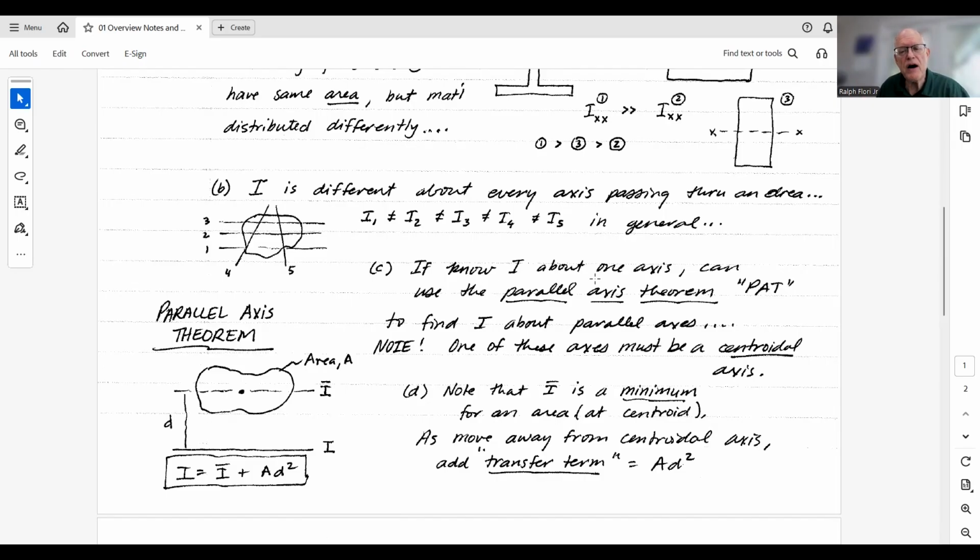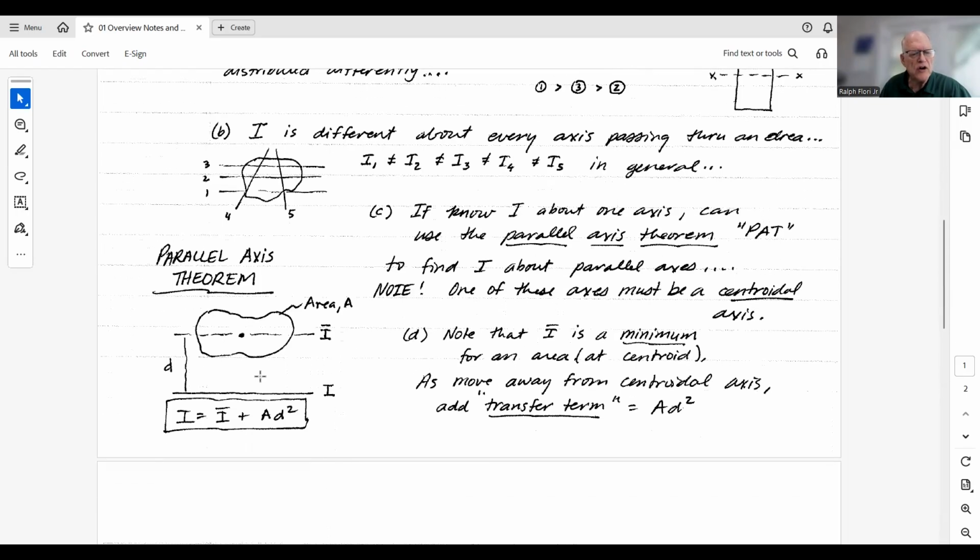If you know I about one axis, then you can use a parallel axis theorem, which I abbreviate PAT, to find I about some other axis that is parallel to the original one. Super important: one of those axes must be a centroidal axis. If one of them is a centroidal axis, then you can find I about some other one.